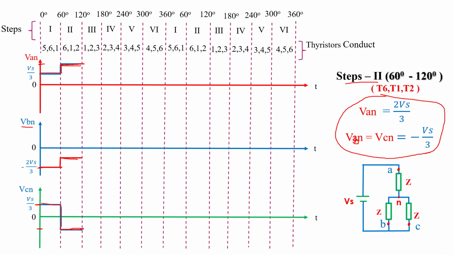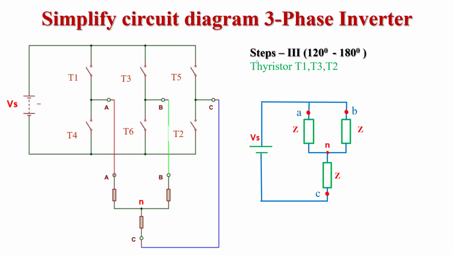Now same for step 3. For step 3, it starts from 120 degree to 180 degree. Here 3 thyristors are conducting: T1, T3 and T2. So here we see T1 and T3 are positive group thyristors, connected from phase A and phase B, and both are in parallel with each other.